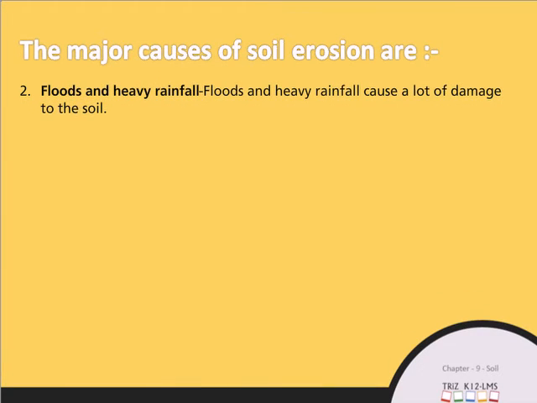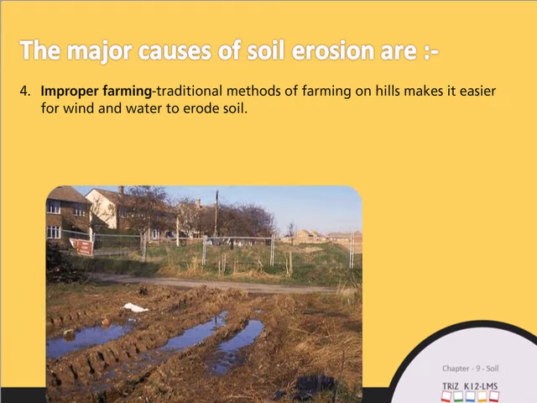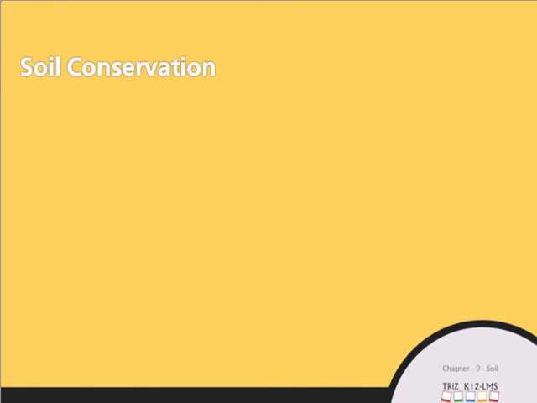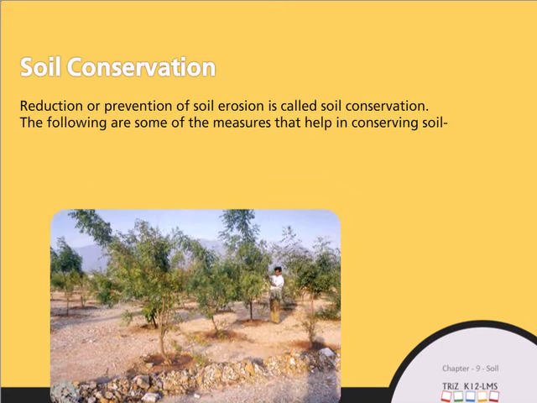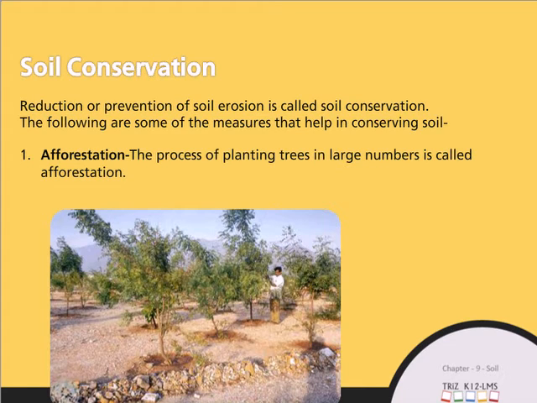Floods and heavy rainfall. Floods and heavy rainfall cause a lot of damage to the soil. Improper farming. Traditional methods of farming on hills makes it easier for wind and water to erode soil. Soil conservation. Reduction or prevention of soil erosion is called soil conservation. The following are some of the measures that help in conserving soil. Afforestation. The process of planting trees in large numbers is called afforestation.